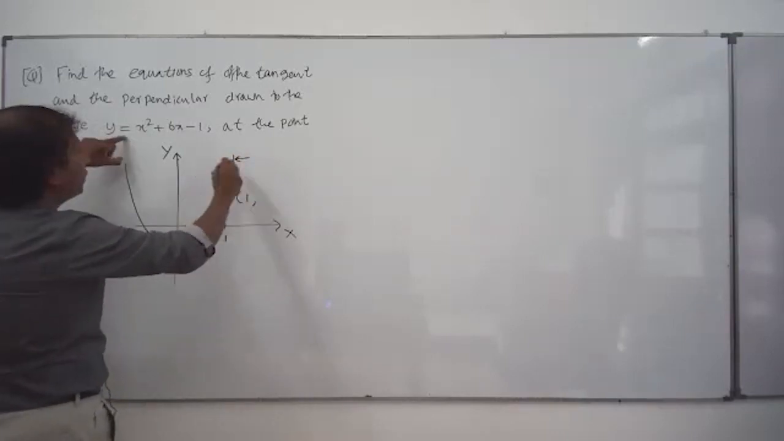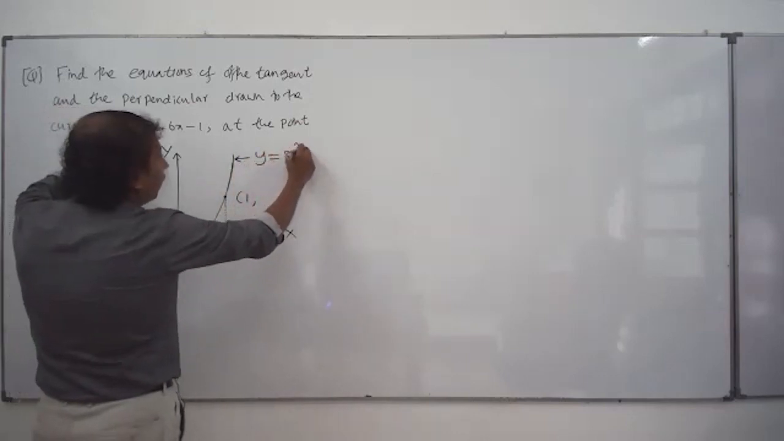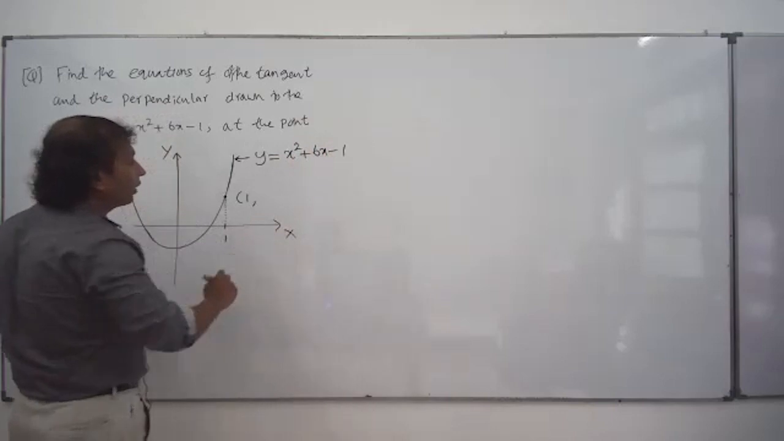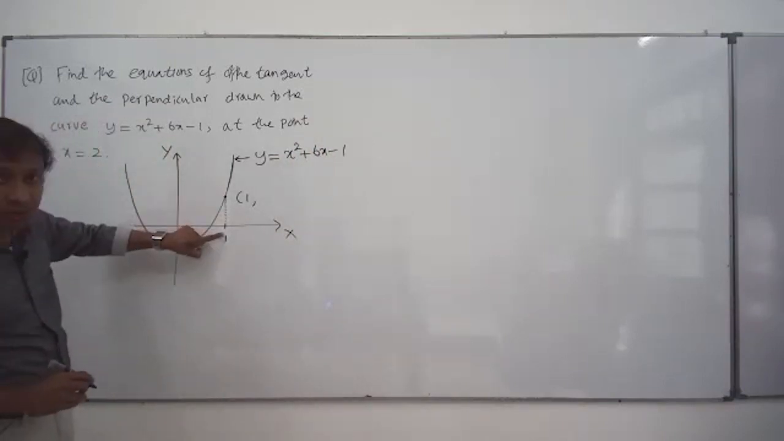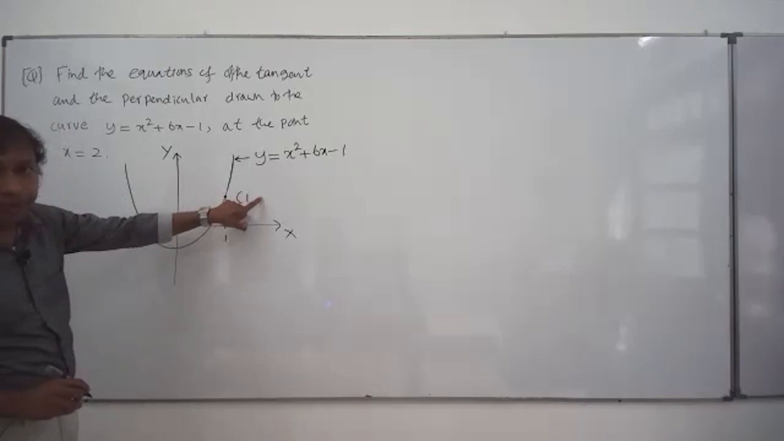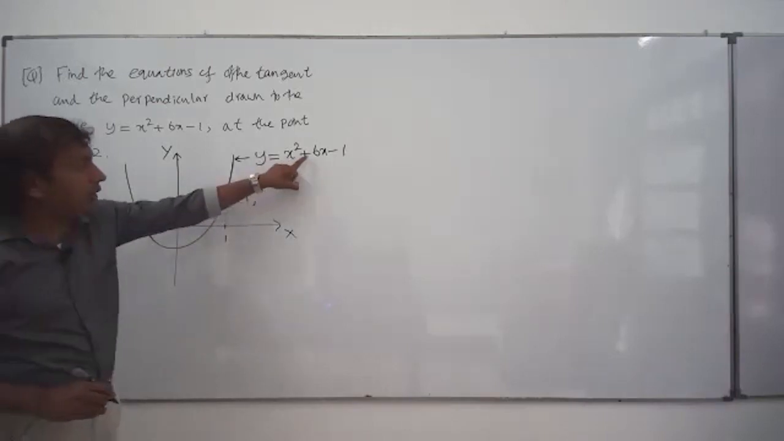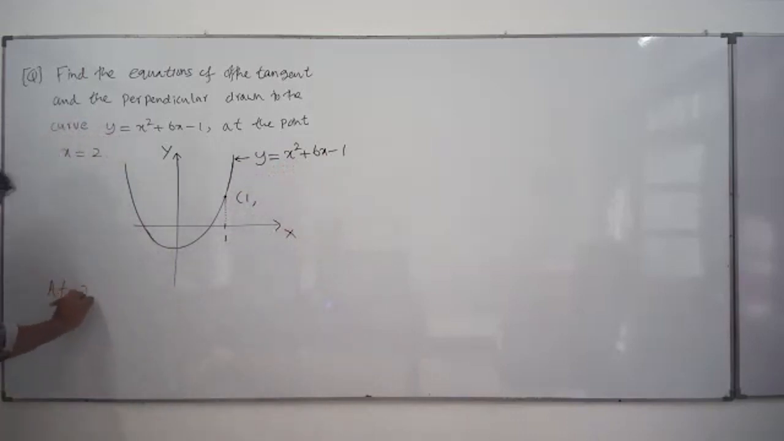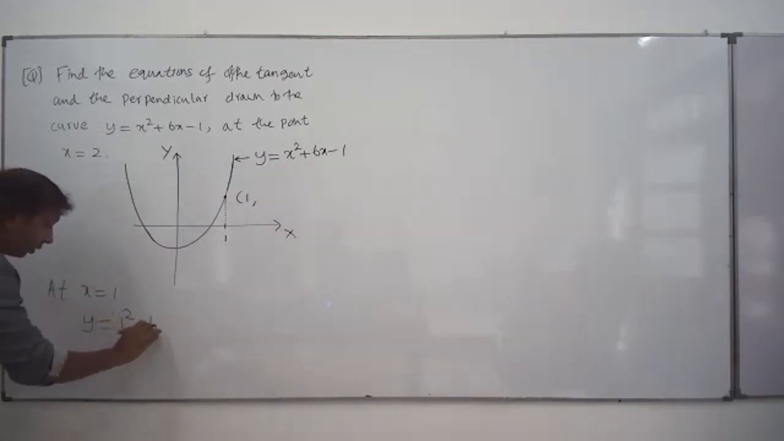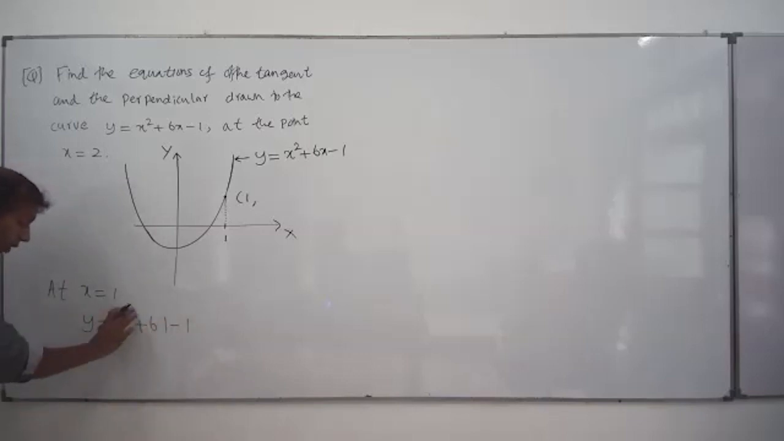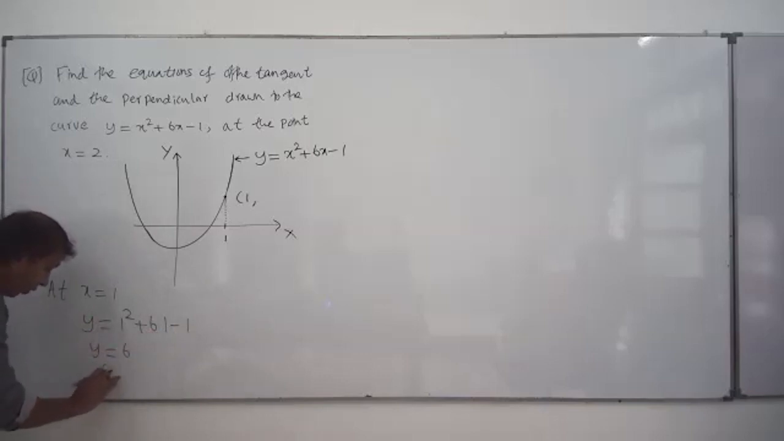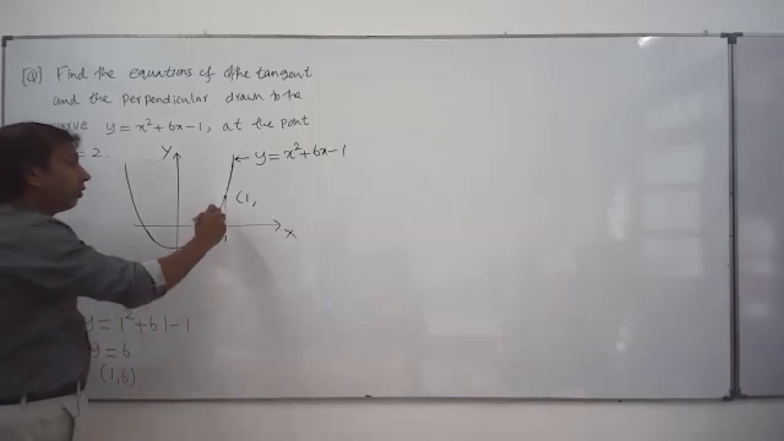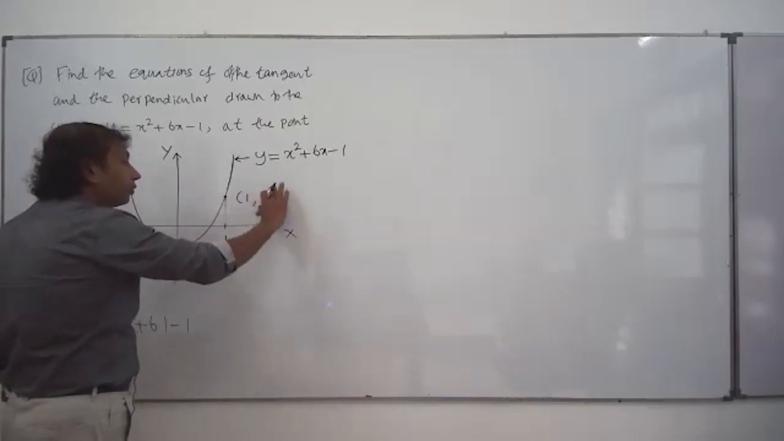Here the equation is y equals x squared plus 6x minus 1, right? People, can you tell me, at this point the x coordinate is 1, how to find the y coordinate? We substitute x equals 1 here and simplify. At x equals 1, y equals 1 squared plus 6 into 1 minus 1. 1 squared is 1, 1 minus 1 is 0, 6 into 1 is 6. So y equals 6, and the point is (1, 6).